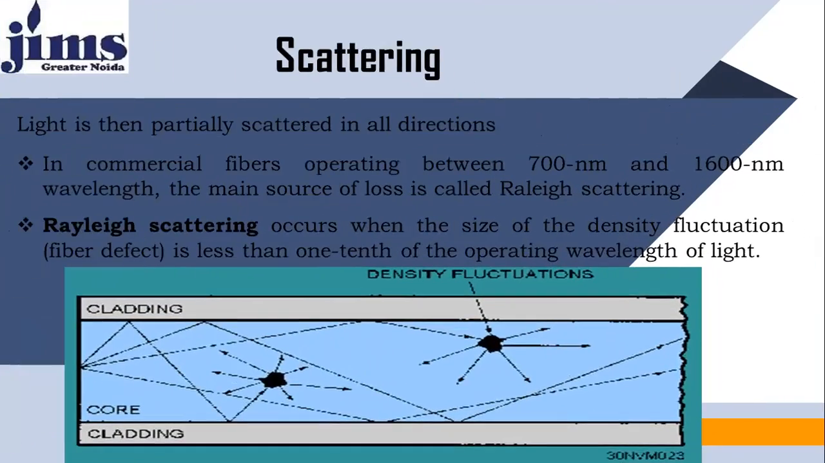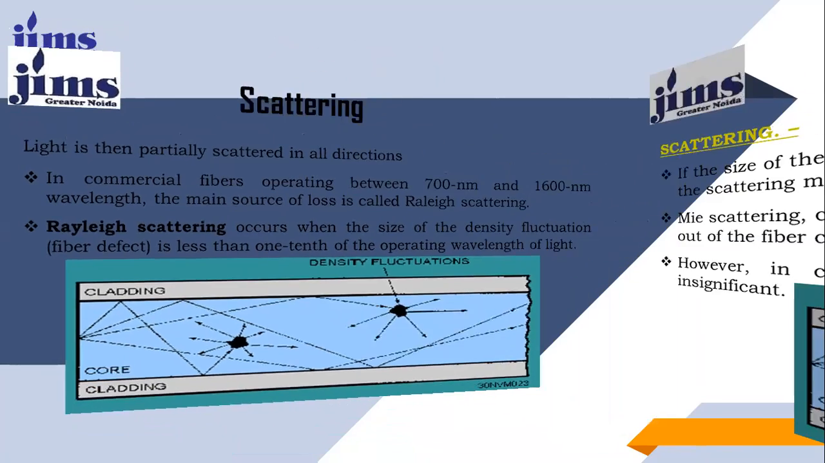Scattering is basically of two types: Rayleigh scattering and Mie scattering. How do we define Rayleigh scattering? Rayleigh scattering occurs when the size of the density fluctuations is less than 1/10 of the operating wavelength of light. So the fluctuation density has a certain size, and that size is less than 1/10 part of the operating wavelength. The operating wavelengths normally in optical communication are 800 nanometer, 1300 nanometer and 1600 nanometer. So these are the windows that we use in optical fiber. So scattering is of two types: Rayleigh scattering that we already discussed, and the second one is Mie scattering.